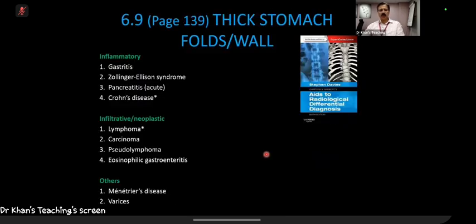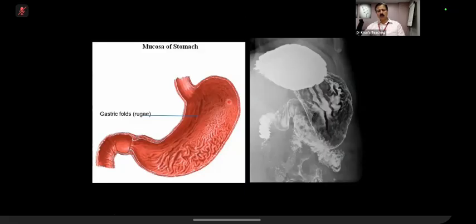Now, rugal thickening of the stomach is a differential diagnosis which has been taken out from the current Chapman, but you can see it in the old previous Chapman, thick stomach folds, and there can be various causes. Causes: Zollinger-Ellison is there, Menetrier's, etc. So first of all, what exactly are rugae?